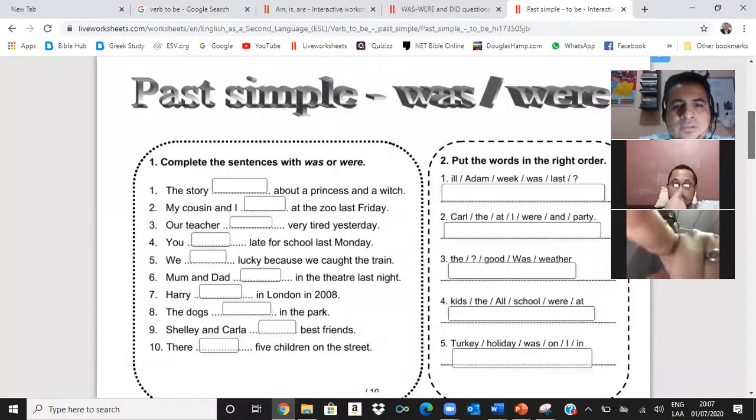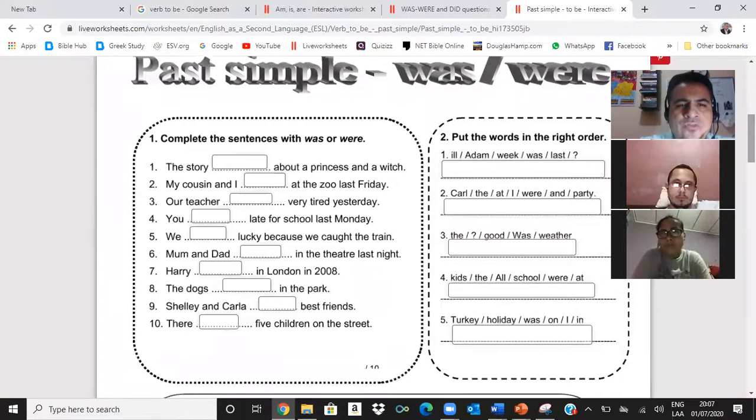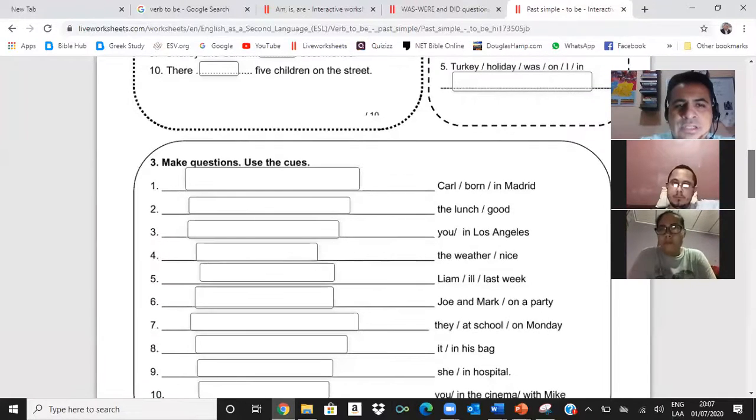Okay? So, the first one here, I have simple past. Se puede decir simple past or past simple. It's the same. Using was and were. For example, complete the sentence with was or were. Okay, so aquí tengo statements, positive statements, and here I have questions. Okay, so es bueno saber hacer las dos cosas.